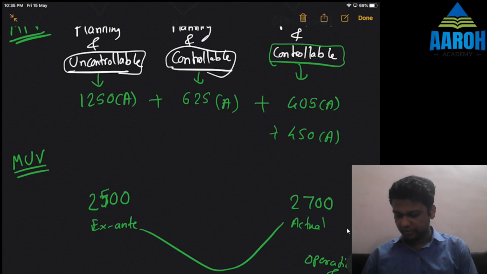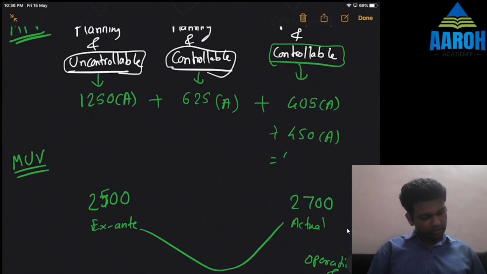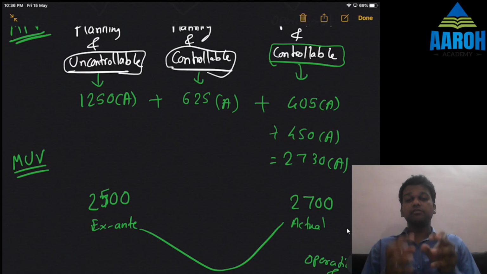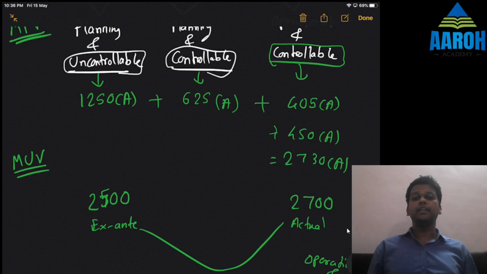1250 plus 625 plus 405 plus 450. Is it the same? 2730 adverse, okay? This is still 2730 adverse. So it is just that we have calculated variances in a different way. We have sub-analyzed the traditional variances to better understand how much part was controllable and uncontrollable, how much part was the fault of the planning department, and how much was the fault of actual operations.